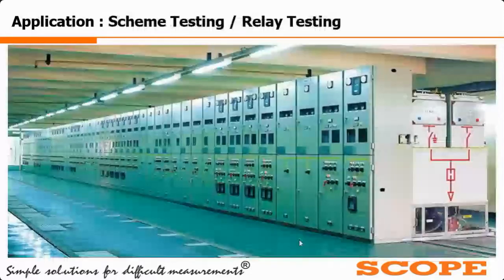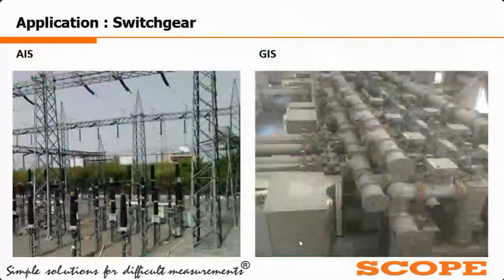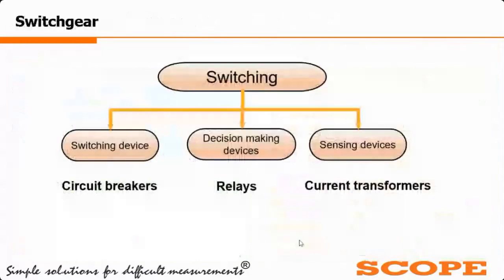Similarly, relay testing. Then switchgear, both AIS, that is air insulated switchgear, and gas insulated switchgear, the primary current injection testing is useful, that is required for checking the healthiness of total switchgear. As I said, with the help of primary current injection, we can directly check the switching devices, decision making devices, and sensing devices. That is, we can check the current transformer, the relay healthiness, and the circuit breaker healthiness.